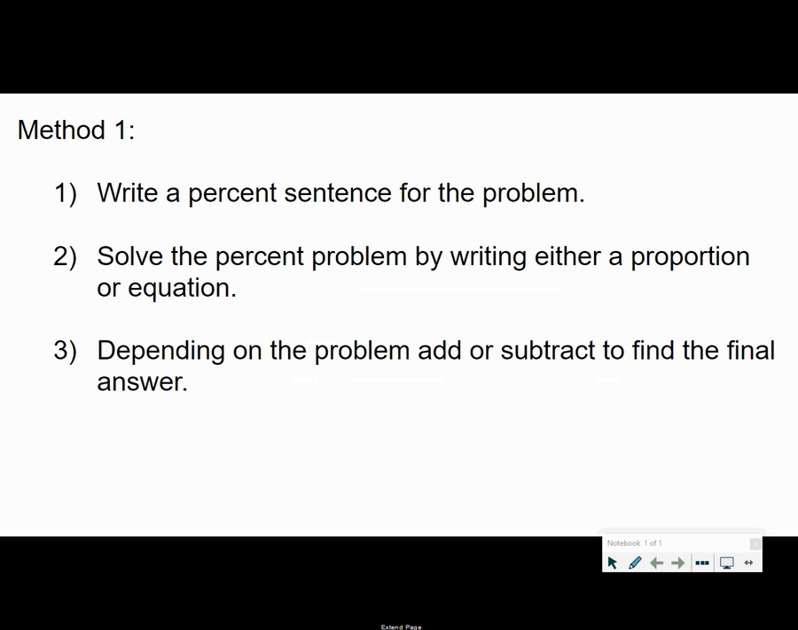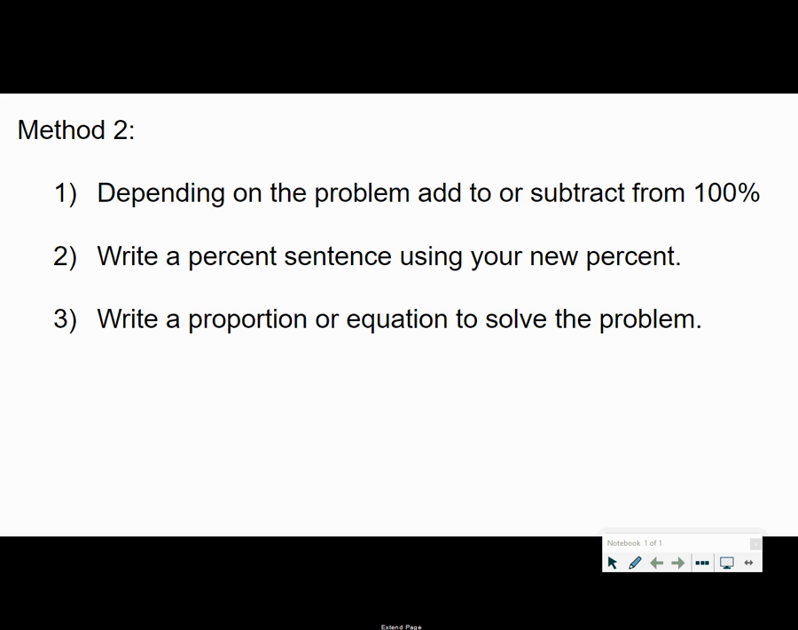All right, we have two methods for doing this. Method 1: start by writing a percent sentence for the problem, and then solve the percent problem by writing either a proportion or equation, it's up to you, and then depending on the problem, we can add or subtract to find the final answer. Method 2: depending on the problem, add or subtract from 100% first, then write a percent sentence, and then write a proportion or equation to solve the problem.